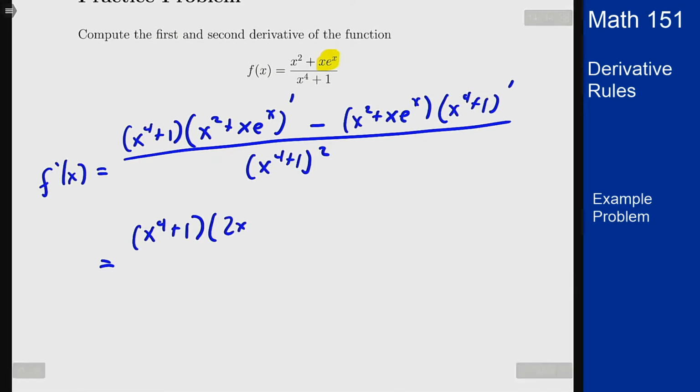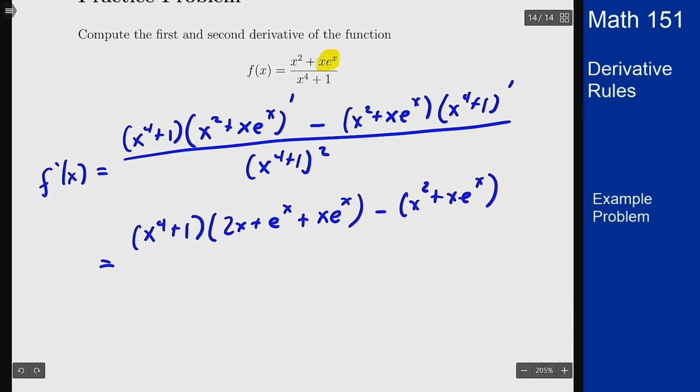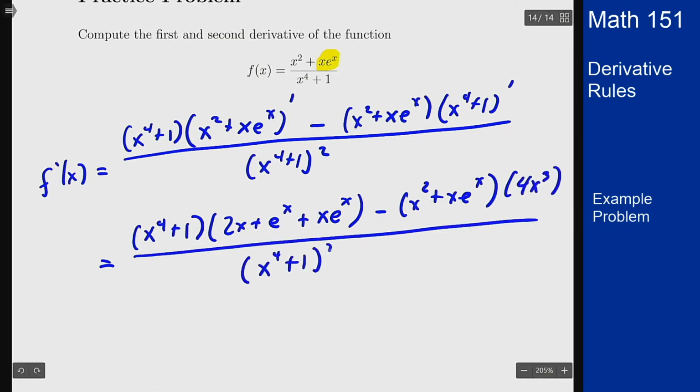And then from the x e to the x, I will get the product rule. So I will get an e to the x when I differentiate the x, and then a plus an x e to the x when I differentiate the e to the x, because the derivative of e to the x is still e to the x. Minus x squared plus x e to the x, that stays the way it was. And then the derivative of x to the fourth plus 1 is just 4x cubed. And the bottom remains the same.